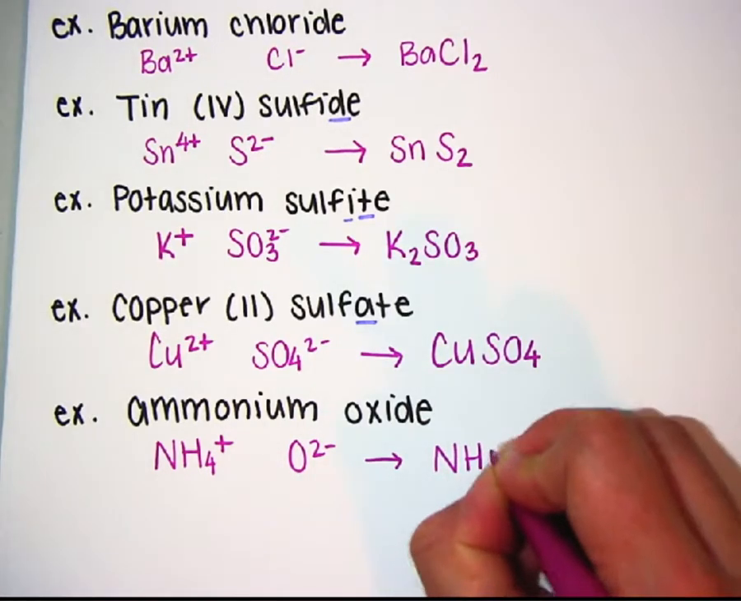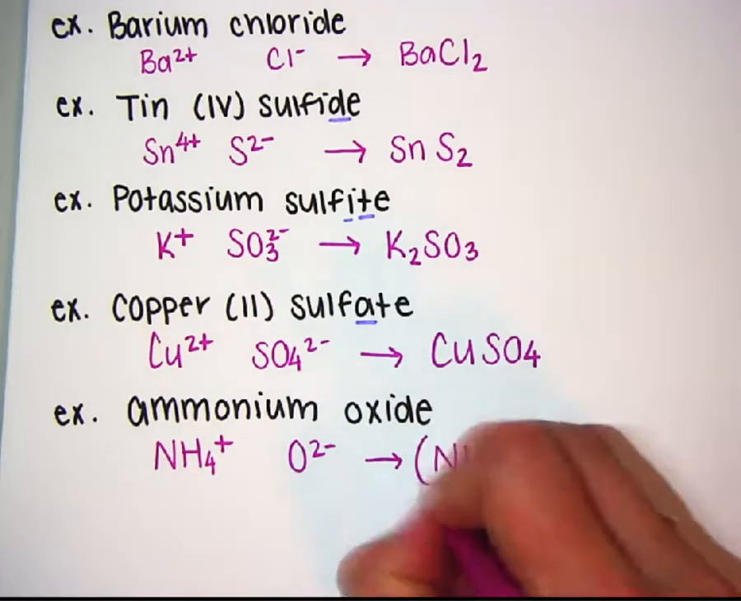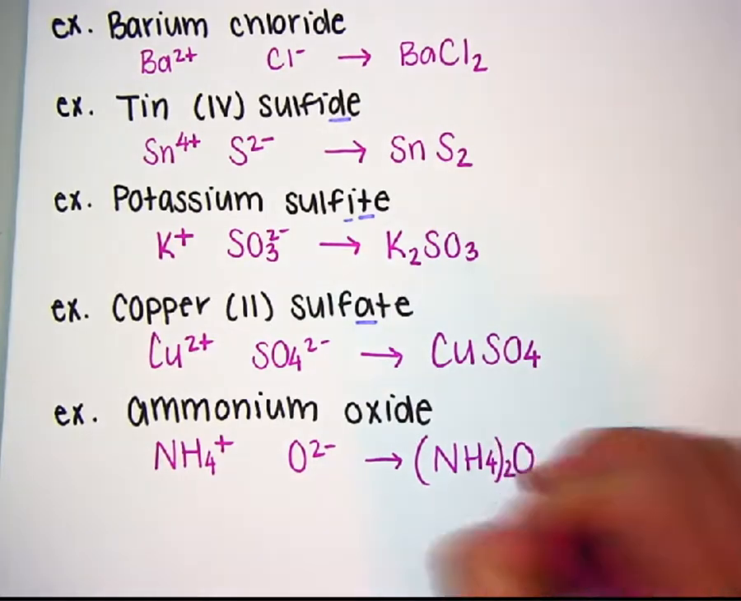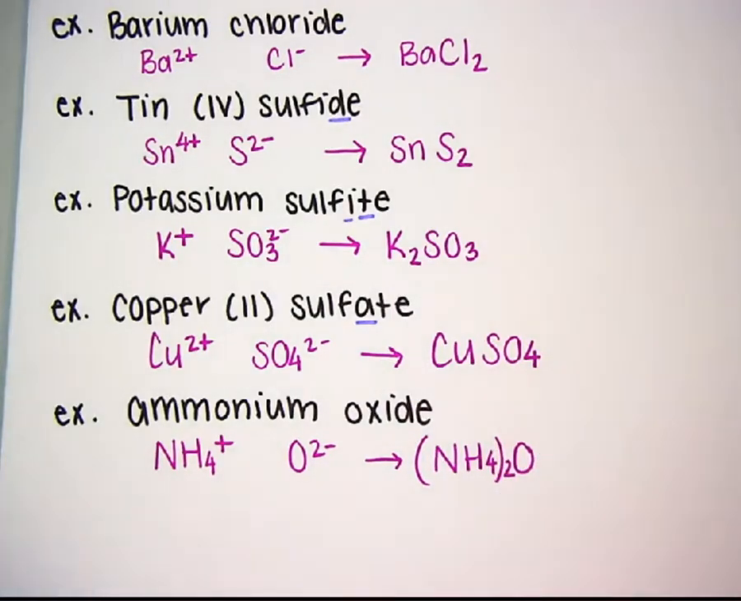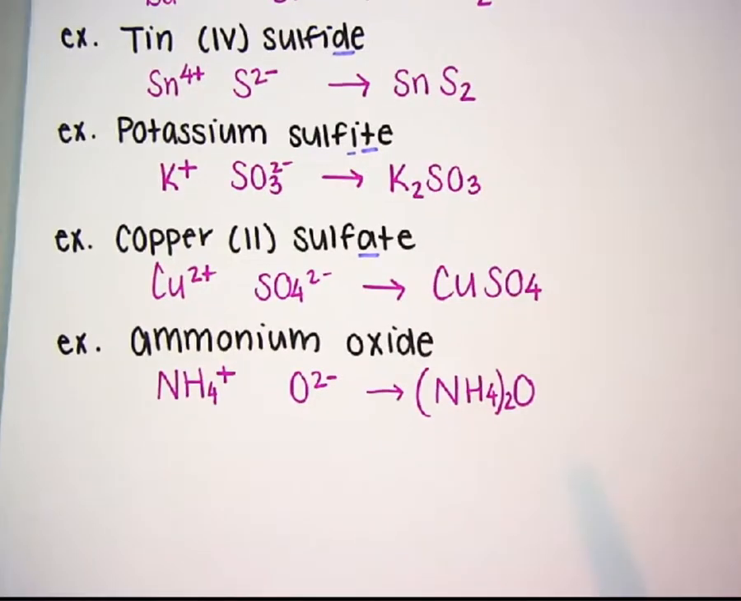Cation comes first, anion comes second. Think about the ratio needed to make a neutral compound. If this is -2, I need a +2 to cancel that out. So I'm going to need 2 ammoniums. Anytime I need more than one polyatomic ion, it goes in parentheses.